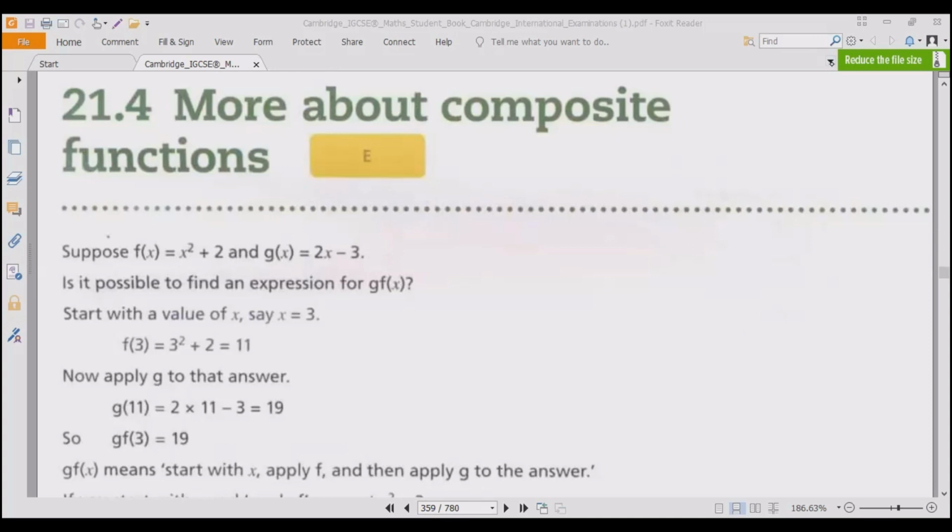So we are doing the concept of functions, and in our previous lectures we studied functions, we studied inverse functions, and in our last lecture we studied composite functions, and we did exercise 21D of Collins' book, which is about the composite function. In today's video, we will learn about composite functions, and we will see more advanced questions of composite functions which are coming in the O-level exams.